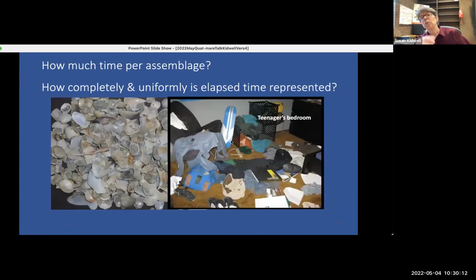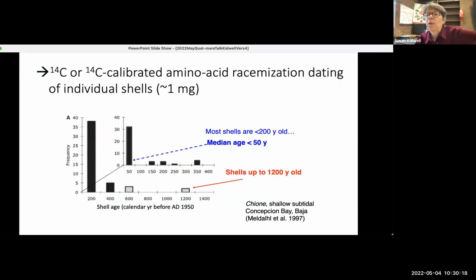Okay, so now what do we know about time per assemblage? How completely and uniformly? We do this by age dating. We get an age frequency distribution. You've all seen these. The key thing from these is that we repeatedly find that we can have shells that are very old. It's one of the first studies down in Baja. Typically shells as old as the habitat, but that most shells are very young.